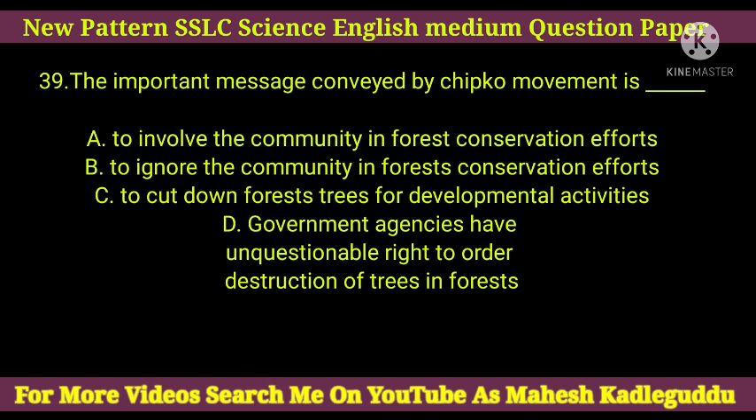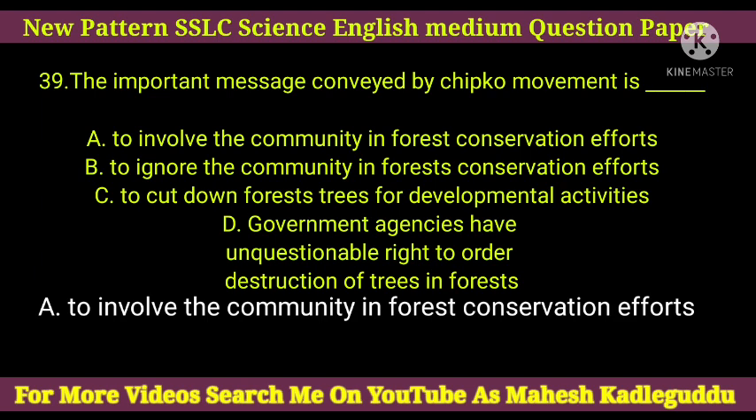Next, 39th question. The important message conveyed by Chipko movement is to involve the community in forest conservation efforts, to ignore the community in forest conservation efforts, to cut down forest trees for developmental activities. Option D, government agencies have unquestionable right to order destruction of trees in forest. The important message conveyed by Chipko movement is to involve the community in forest conservation efforts.